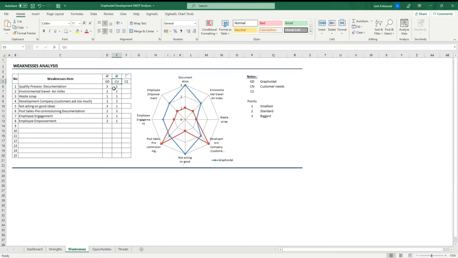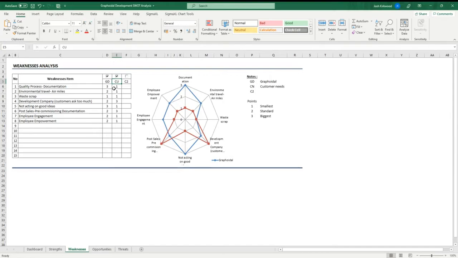Post-sale, pre-commission documentation. Again, this kind of falls into number 1 with the quality process documentation. Very limited on what paperwork we have. And I put this 3 for the biggest for the customer, because pre-commissioning, they need to know everything about the equipment. They need to know maintenance techniques, they need to know servicing, and we just don't have that at the minute. We obviously provide manuals, but the manuals are pretty skeleton-like.